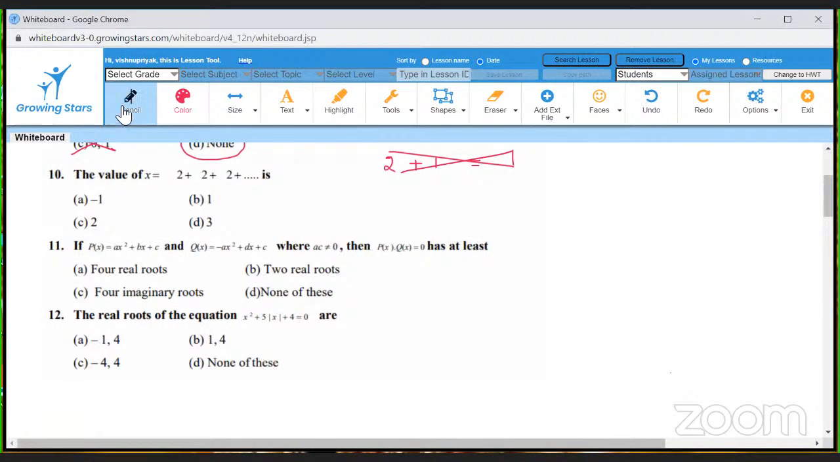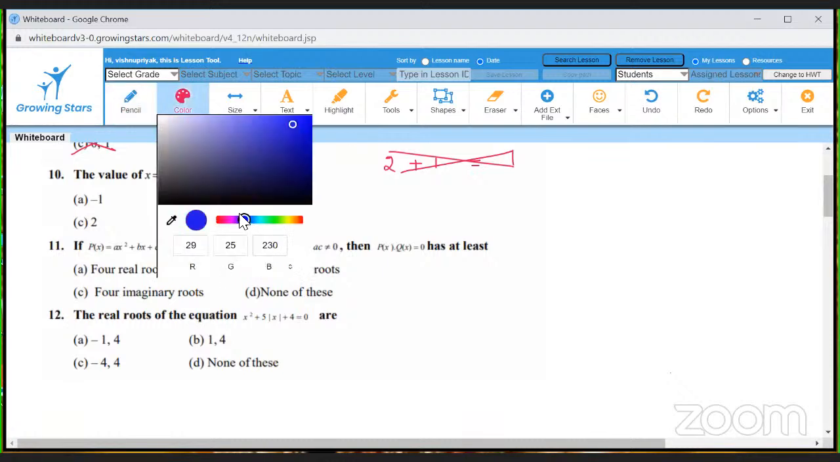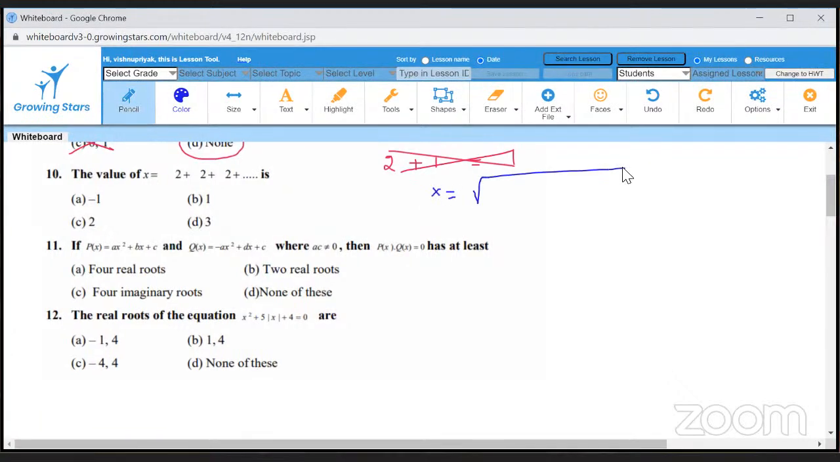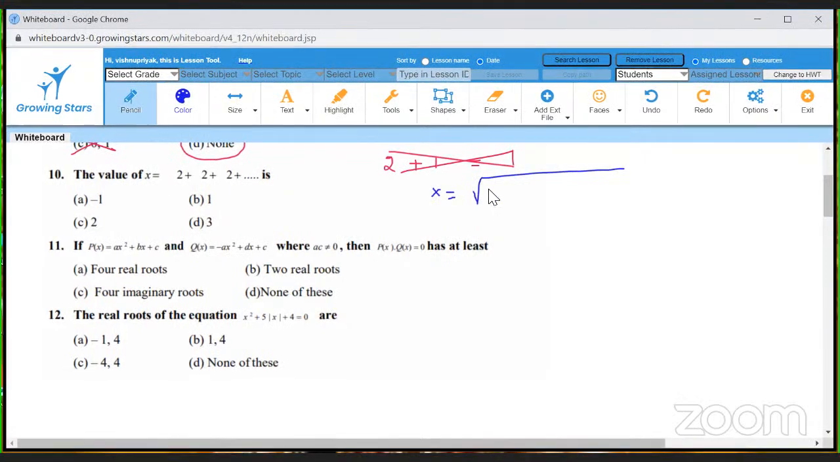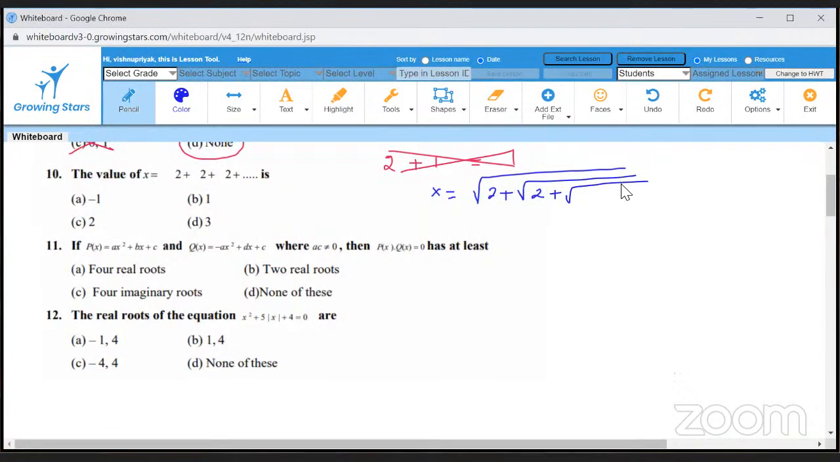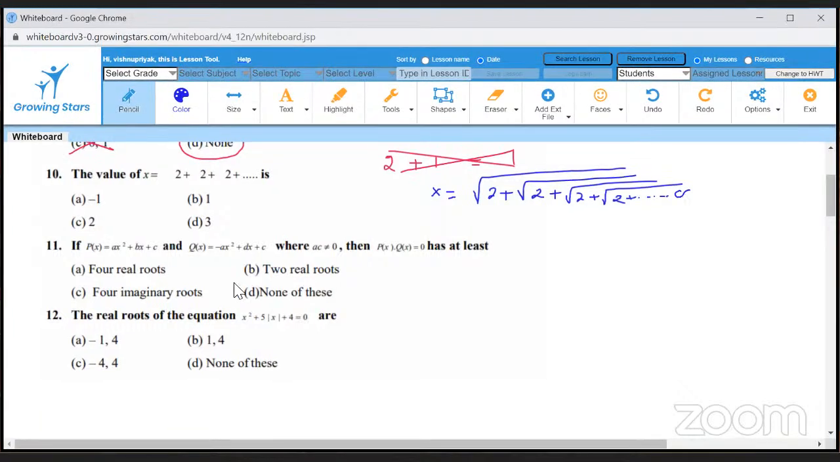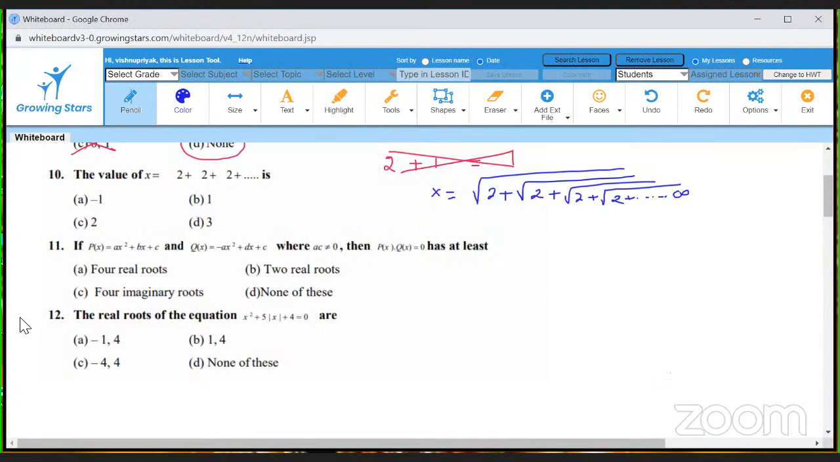Let's go to question number 10. Again, in this question number 10, there is a printing mistake, and that is x equal to square root of 2 plus square root of 2 plus square root of 2 plus square root of 2 plus, like this, it will go up to infinity. You have to find the value of x.